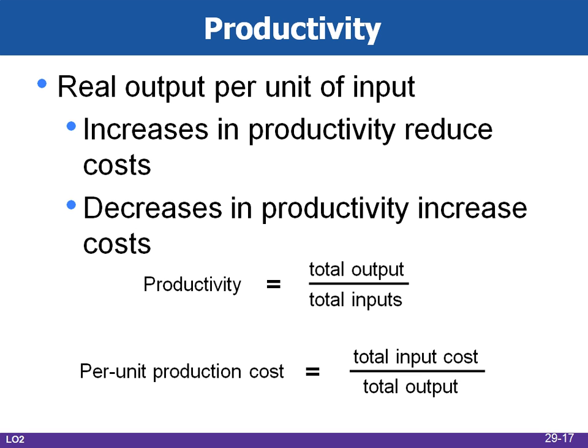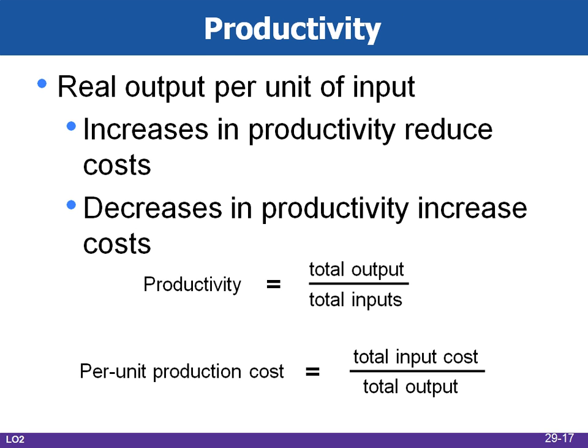Changes in productivity, where productivity equals real output divided by input, can cause changes in per unit production costs. Production cost per unit equals the total input cost divided by units of output. If productivity rises, unit production costs will fall. This can shift aggregate supply to the right and lower prices. The reverse is true when productivity falls. Productivity improvement is very important in business efforts to reduce costs.